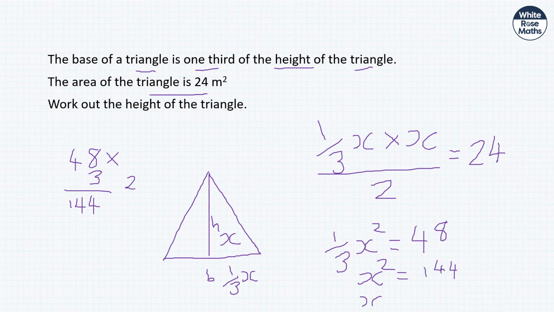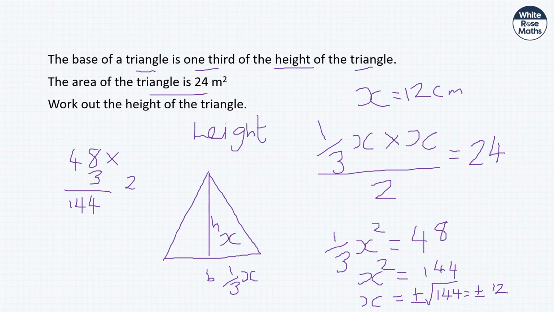x equals plus or minus the square root of 144. Again, we'll ignore the minus root because we're dealing with length. So we get 12. So x is equal to 12, therefore the height is also equal to 12, because the height is equal to x in this case. So the height is equal to 12 centimeters. That's how to solve that problem. Hopefully that makes sense.